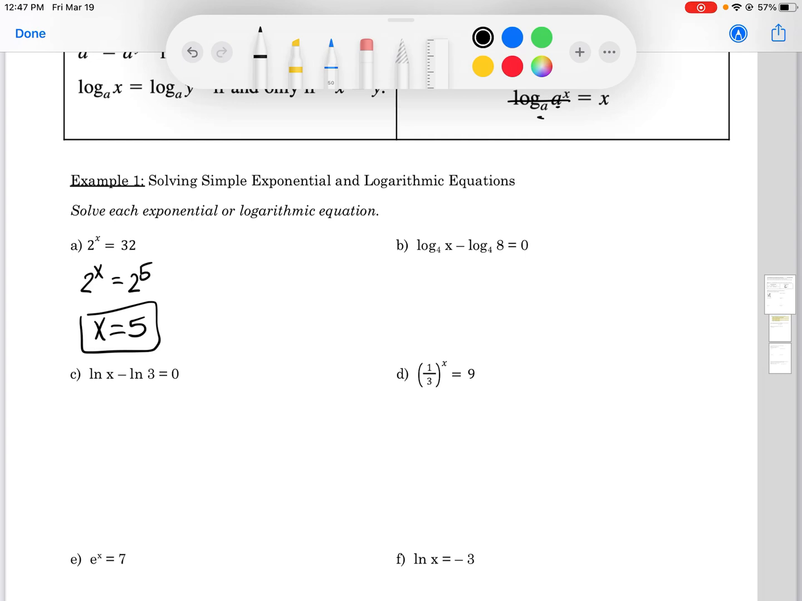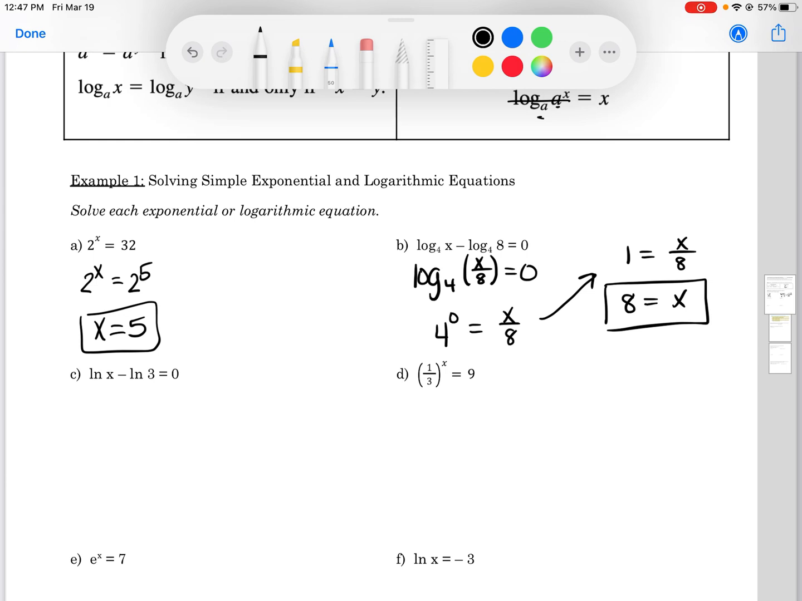In this next one, I see subtraction, so I can turn that into division. Log base 4 of x over 8 is equal to 0. Then I can rewrite this: 4 to the 0 power is equal to x over 8. 4 to the 0 power is actually equal to 1. So 1 is equal to x over 8. I'll multiply. x is going to equal 8 times 1, or just 8.